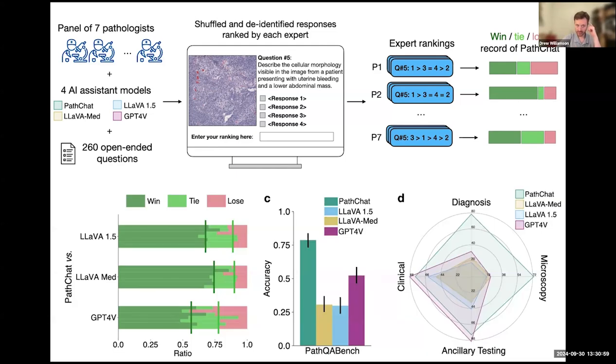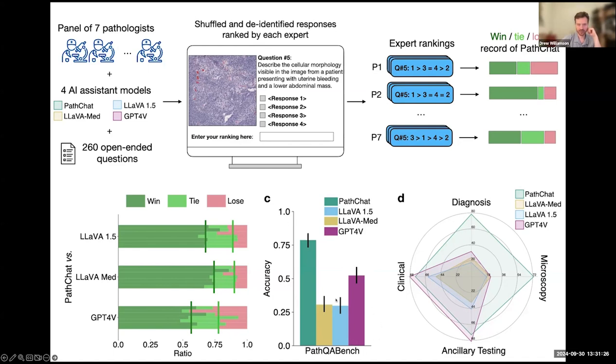And thankfully for us, we found that PathChat performed the best here. And so this just shows for each of the other three models, how often was PathChat ranked higher, so a win, ranked in the same position, a tie, or ranked lower, a loss. And so the more of this dark green you see, the more often PathChat won or was ranked higher for various questions. And overall, PathChat was the most accurate model.